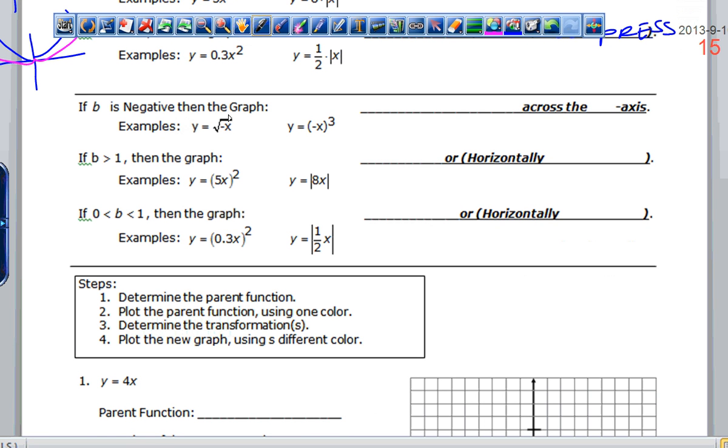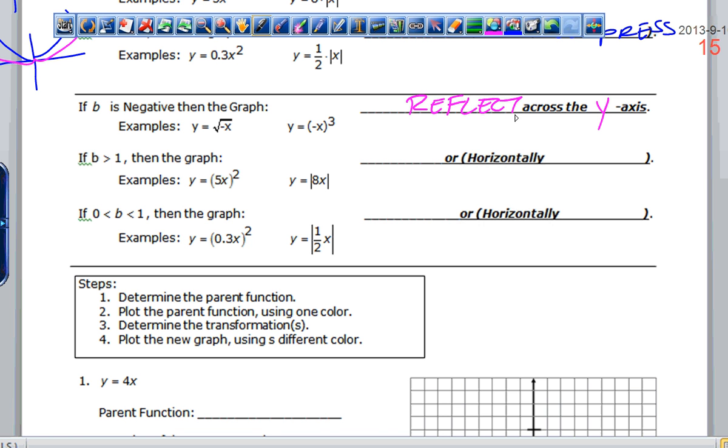If there's a negative on the inside, so yesterday we dealt with negatives on the outside. This time it's on the inside. Yesterday it flipped across the x-axis, so this time it's going to flip across the y-axis. The real technical math definition there is reflect. Flip is great, switch, whatever you want to say. In this case, it would go right to left, as opposed to yesterday was up and down.